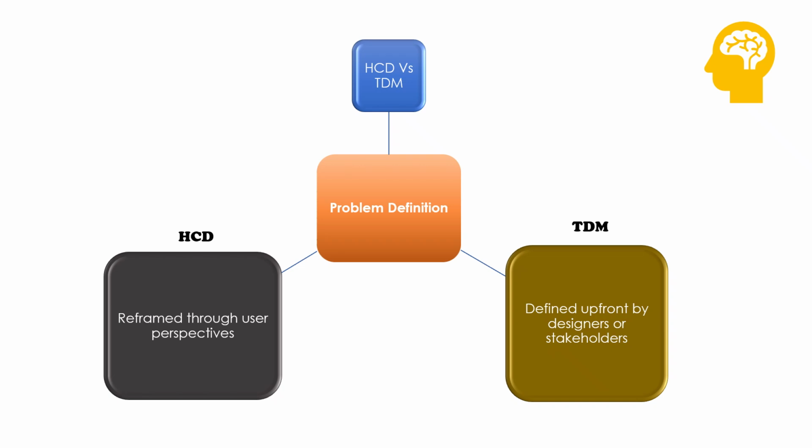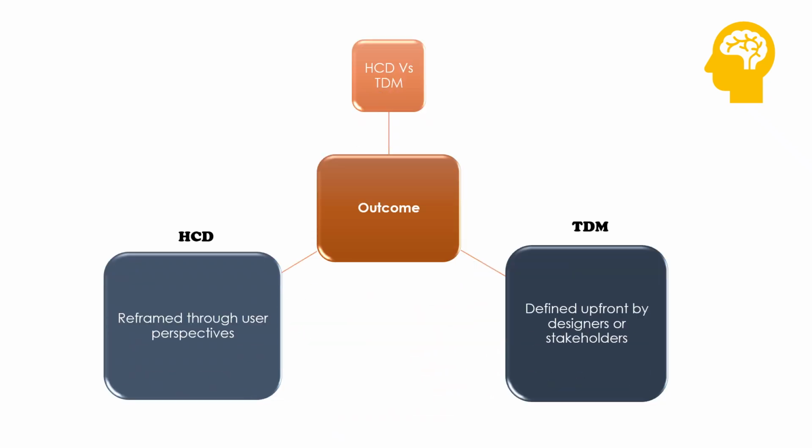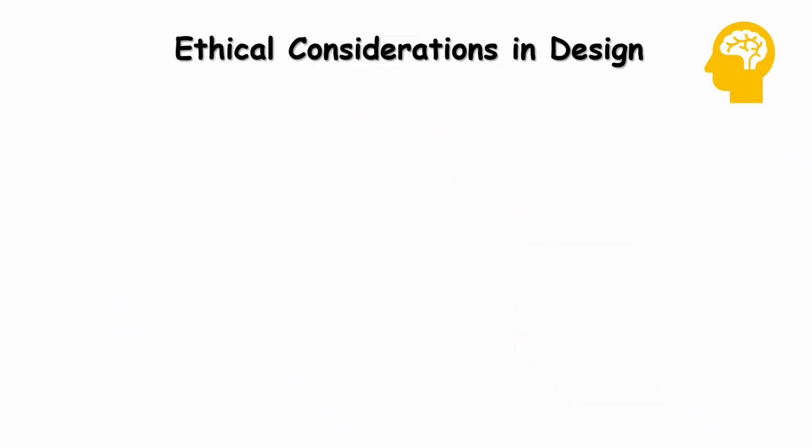4. Problem definition. In human-centered design, the problem is reframed through user perspectives, whereas in traditional designs, the problem is defined upfront by the designers. 5. Outcome. The outcomes of human-centered designs are desirable, feasible and viable human-centric solutions, whereas outcomes from traditional designs are technically driven with business-focused solutions.